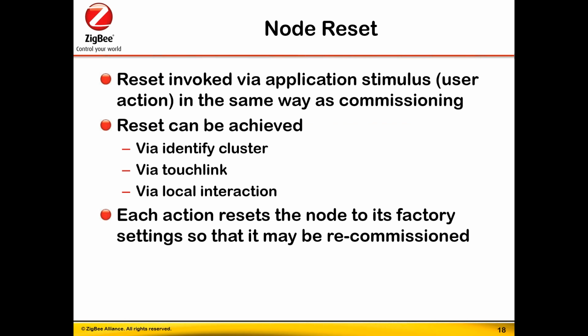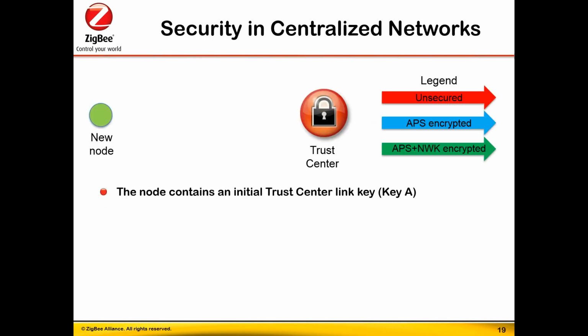But the key thing here is that all of these mechanisms are all the same. They all result in setting the node to its factory settings, and that way it can be recommissioned if you did it by mistake or you want to move it to another network or something like that. So it's all consistent here. Next slide, please.